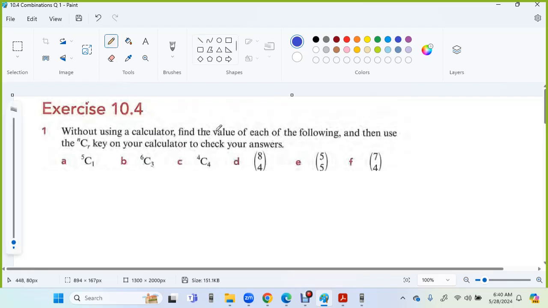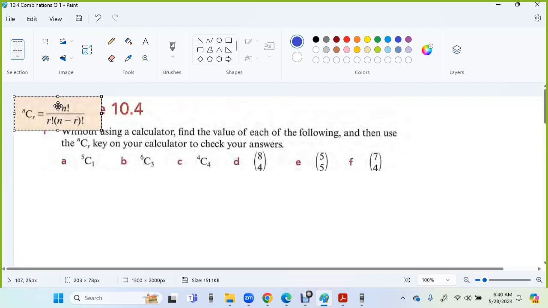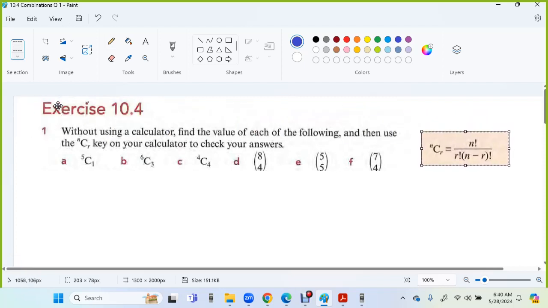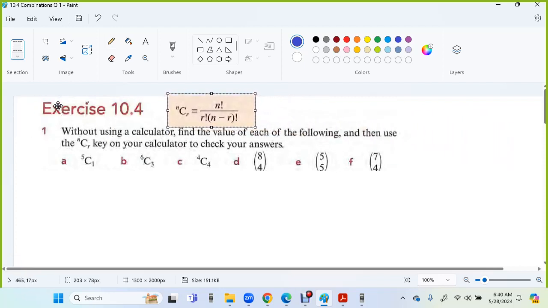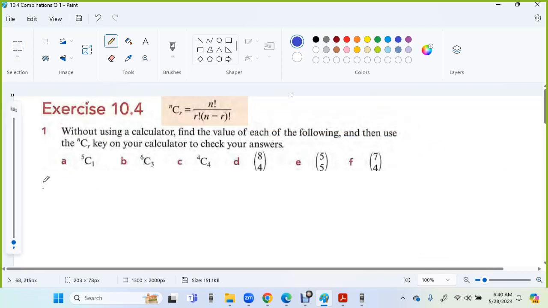Without using a calculator, find the value of each of the following and then use the nCr key on your calculator to check your answer. So we know that nCr is n factorial over r factorial times n minus r factorial. So 5C1 will be 5 factorial over 1 factorial times 5 minus 1 factorial. Then we have 5 times 4 factorial over 4 factorial. So the answer is 5.